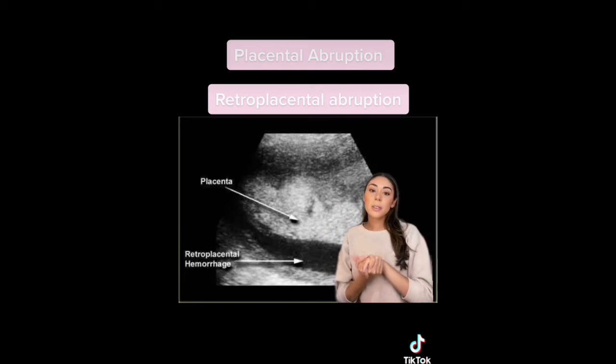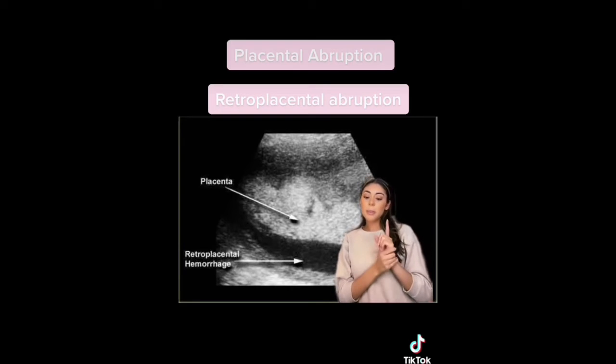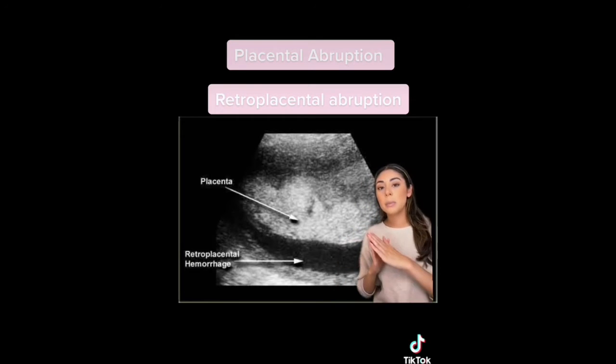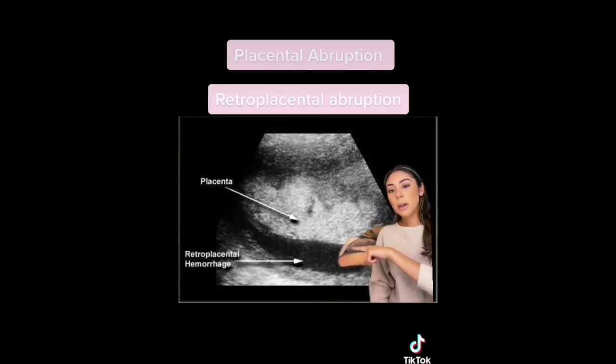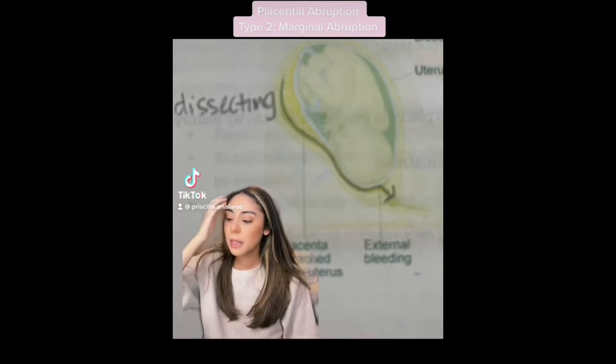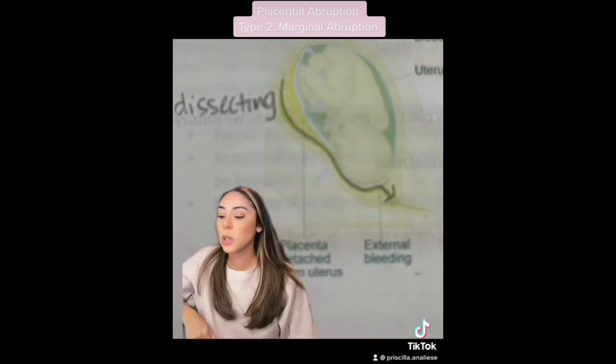Okay, so there's also another type of placental abnormality, which is basically a placental abruption. There are two types. The first type is retroplacental abruption, which is what you see here. Basically, the uterus and placenta begin to separate before the due date. So right here you have the blood clot forming between the uterus lining right here and the placenta up here.